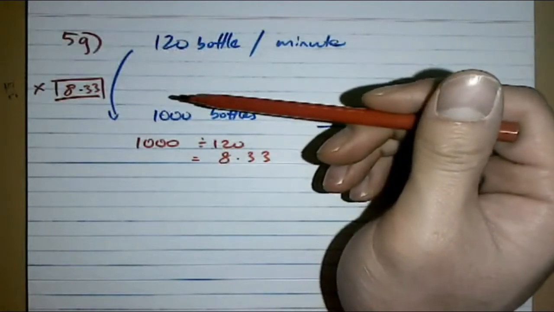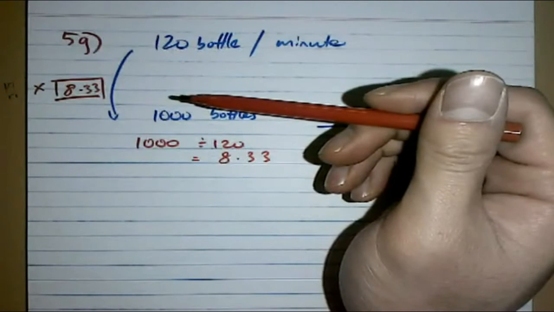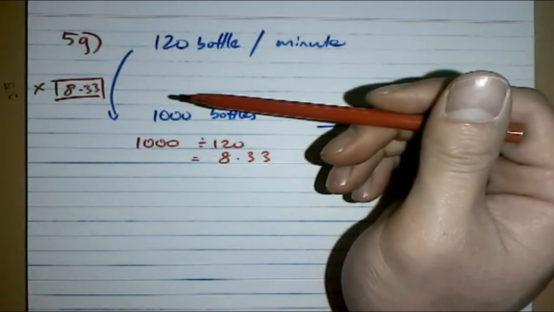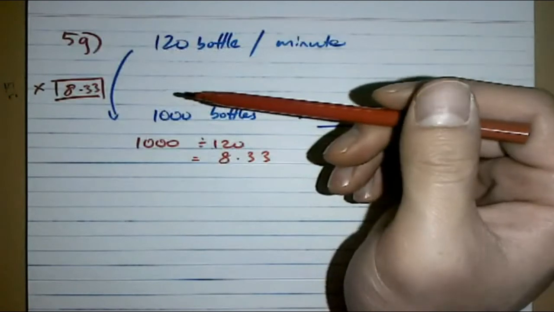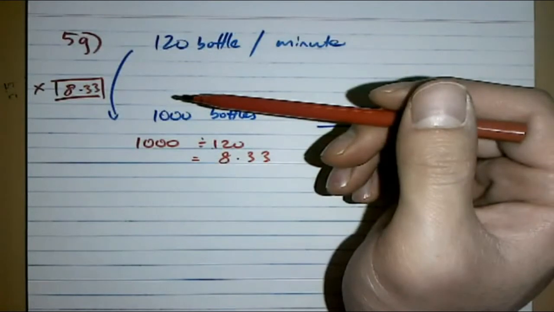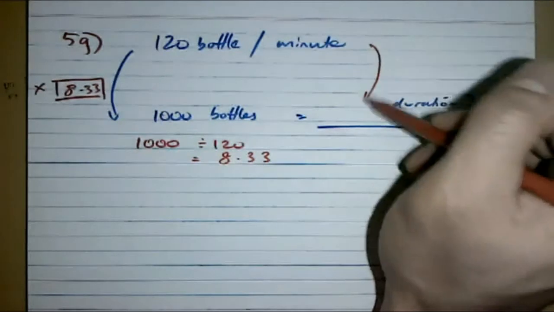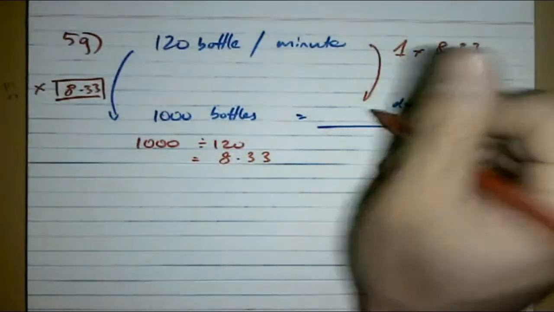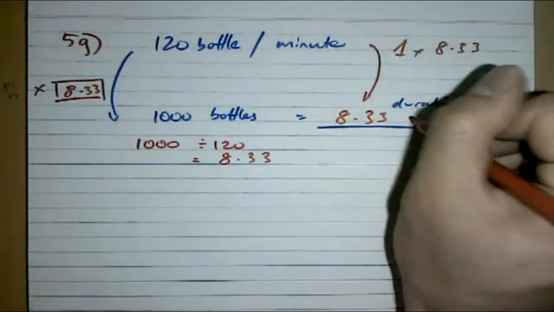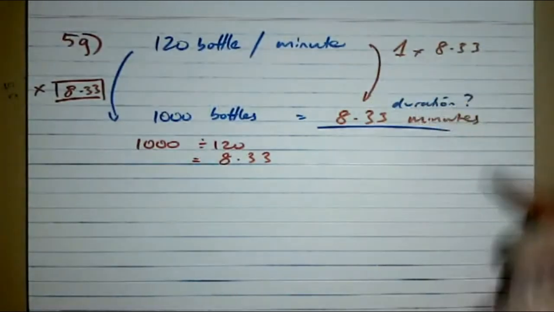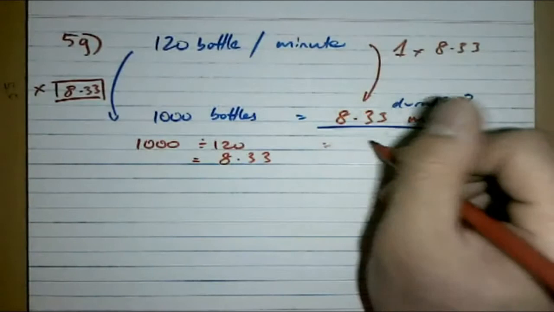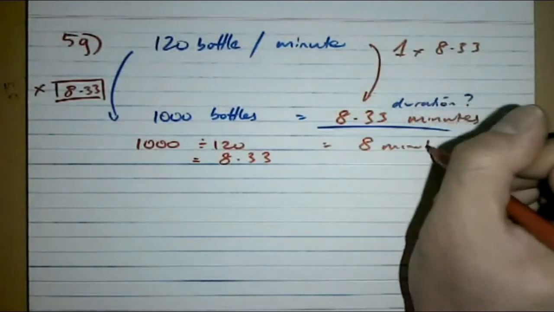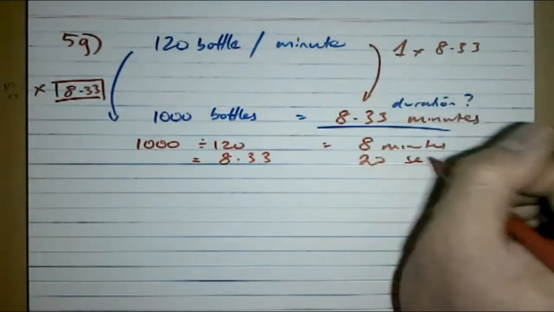Does that make sense? A little bit? I'll do it on the other side. So 1 minute times 8.33 can give me 8.33 minutes. Or that would be 8 minutes and 20 seconds.